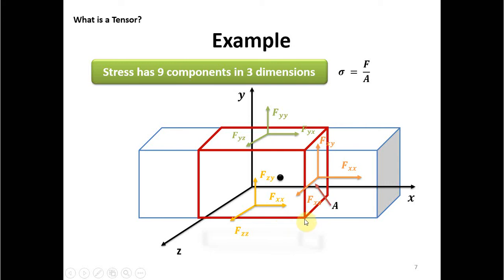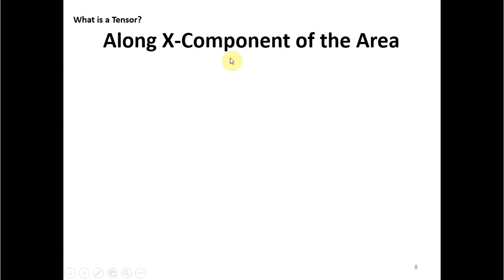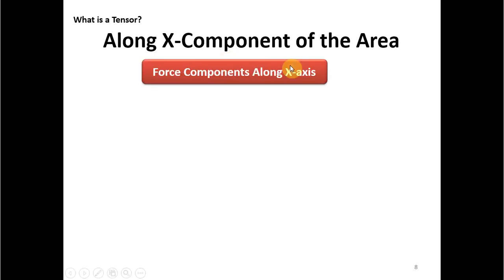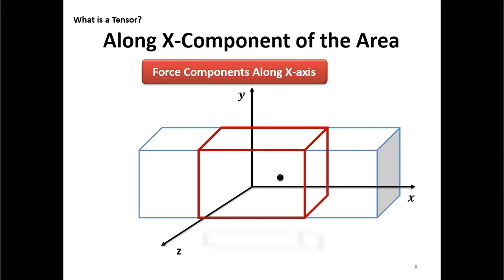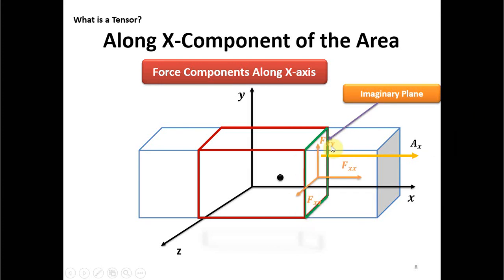In order to see how this force can generate 3 components with 1 component of area, let's go into detail and see the force along the x component of the area. In this beam example, we will select this imaginary cut over here, and this imaginary plane has an area Ax because it is the x component of the area. The force on it is 3-dimensional, with 3 components. Force is a vector quantity, so it has 3 dimensions.